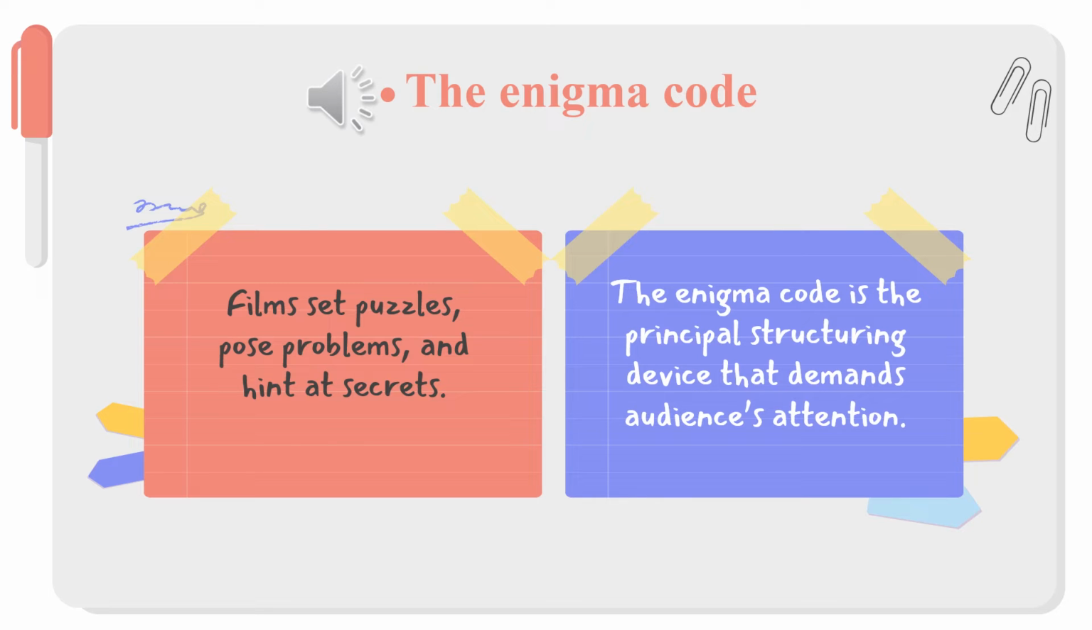The Enigma Code. Films set puzzles, pose problems, and hide secrets. They make us ask the following questions: what is it going to be about? What's going to happen next? Who did it? What happens at the end? The Enigma Code is the principal structuring device that demands audience attention.